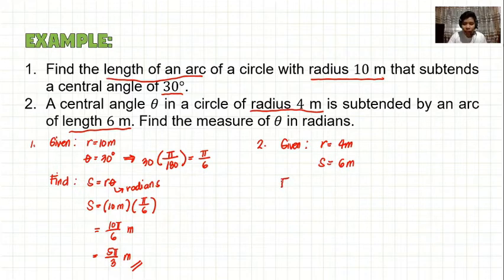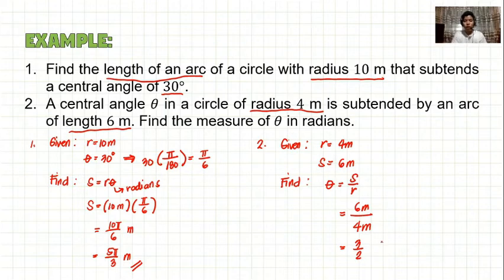We need to find our angle theta, and that is just equal to S over R from our formula, right? So applying the formula and doing direct substitution, we will now have 6 meters over 4 meters, since our S is 6 meters and our R is 4 meters. So from that, we will now have 3 over 2. Therefore, our theta in radians is 3 over 2, or 3 over 2 radians.